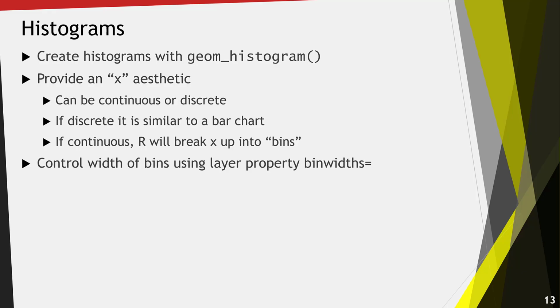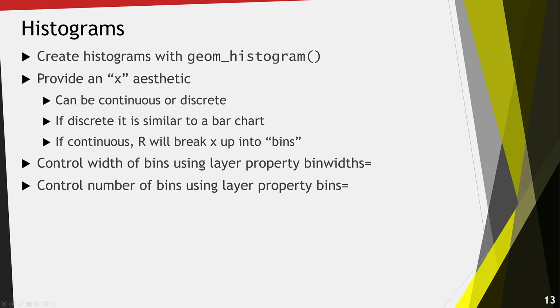It only requires an x aesthetic. This can be a continuous or a discrete variable. If it's discrete, you're going to get something similar to a bar chart. If it's continuous, R is going to take your x variable, break it up into bins, and then the height of each bar will correspond to the number of observations in that bin. You can control the width of the bins using the layer property binwidth. Alternatively, you can control the number of bins using the layer property bins.